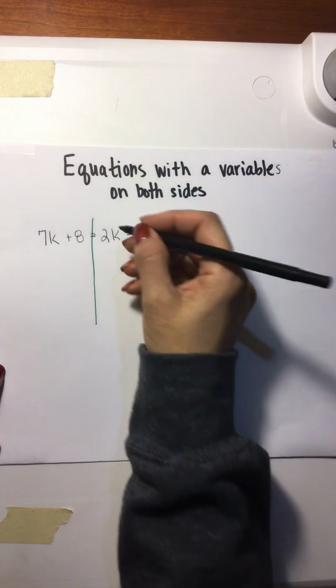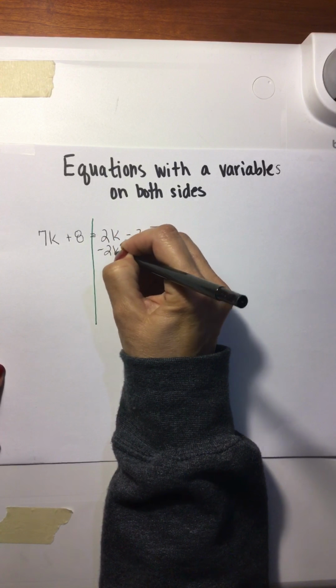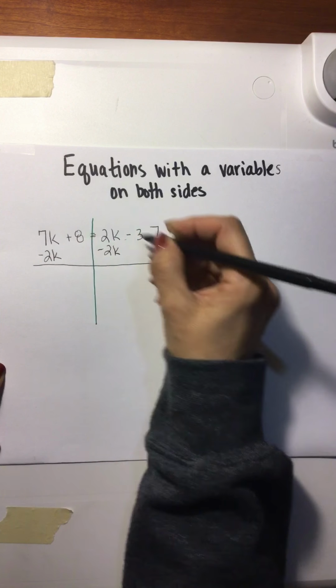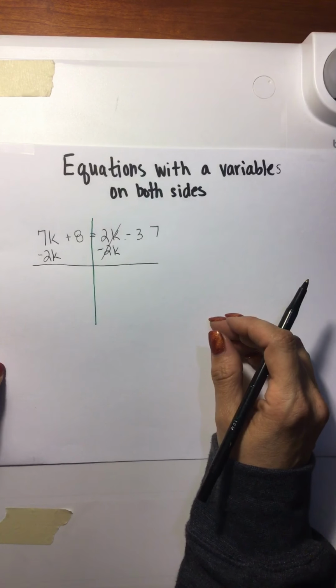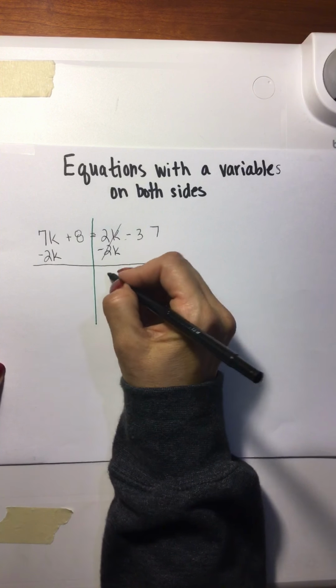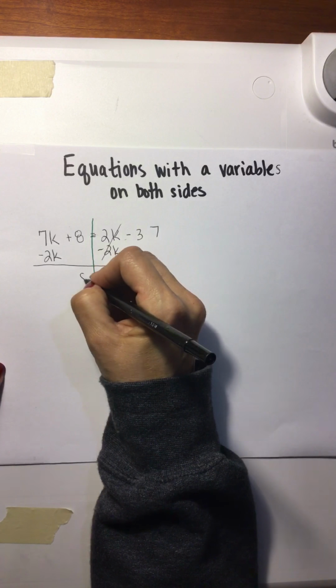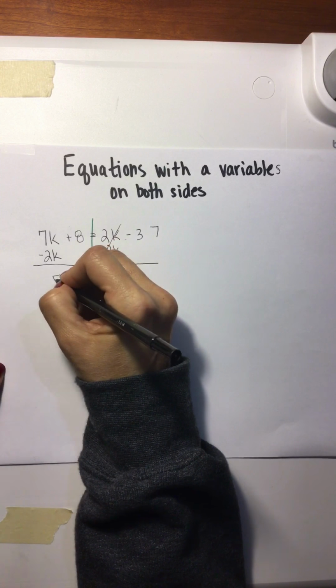I'm going to go ahead and take away 2k from this side, so I'm going to have to do it from here, just like that balance, right? Think of the balance when you're doing that. It leaves me with a negative 37 equals, I've got an 8, and then I've got a 5k.